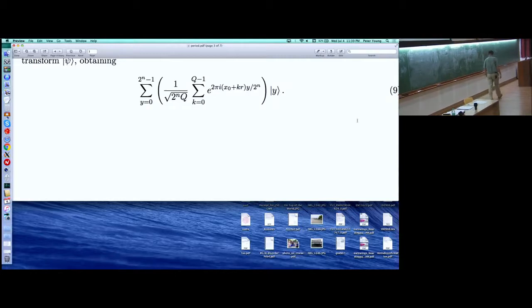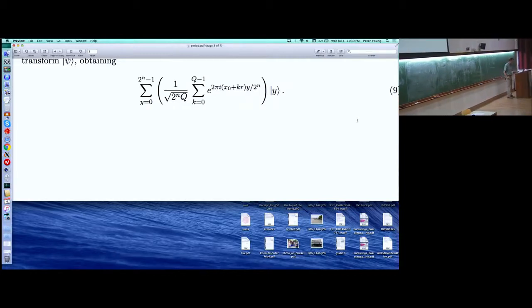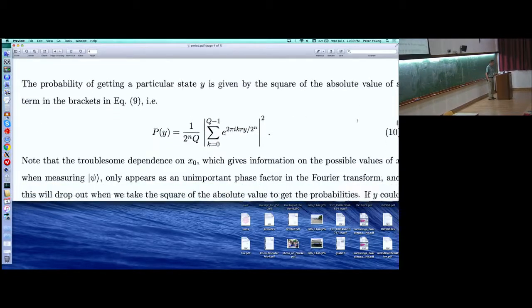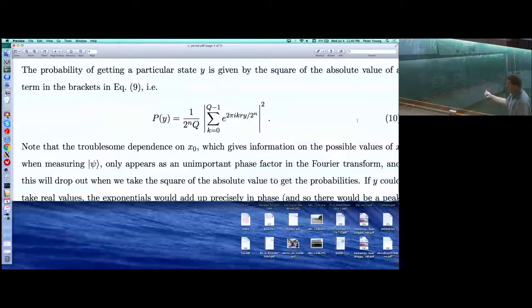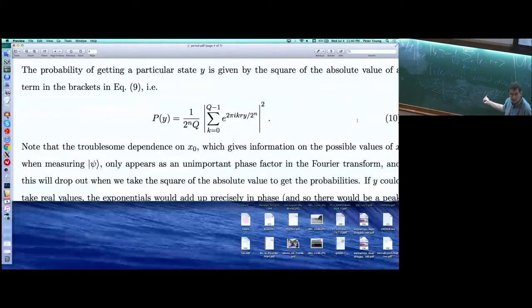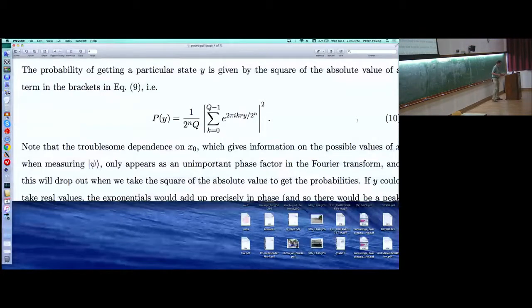So that's the state, and then the probability of getting a particular output y is the square of the magnitude of that, which is this. And the nice thing is that when I take the square of the absolute value, the dependence on x0 cancels out. It's just a constant phase independent of y, and it cancels out. And so this is the expression for the probability of getting a particular value of y. So we have to do this sum.